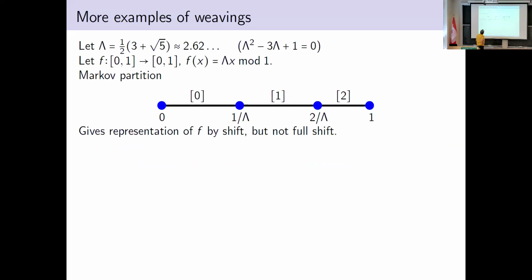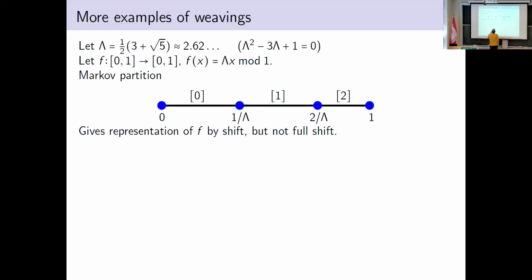Okay, maybe another example that I found quite intriguing. I take this algebraic number, a solution of this quadratic equation. This is the minimal polynomial of this number. And the map that I'm now considering is multiplication by lambda mod 1. It's just a map on the interval to itself.